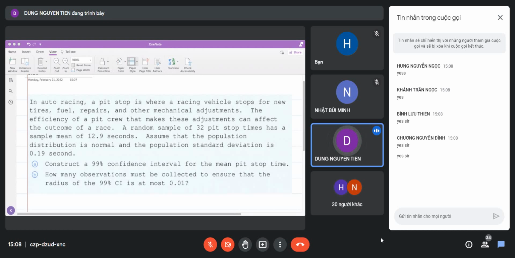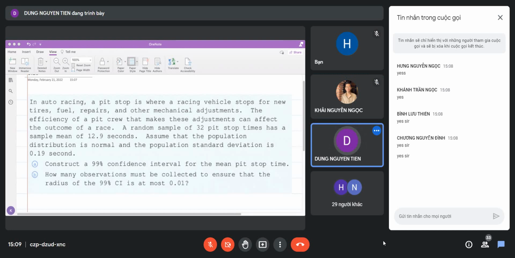Did we study this problem last week? Do you remember? Did you try this problem before? Last week? Hello? All right.